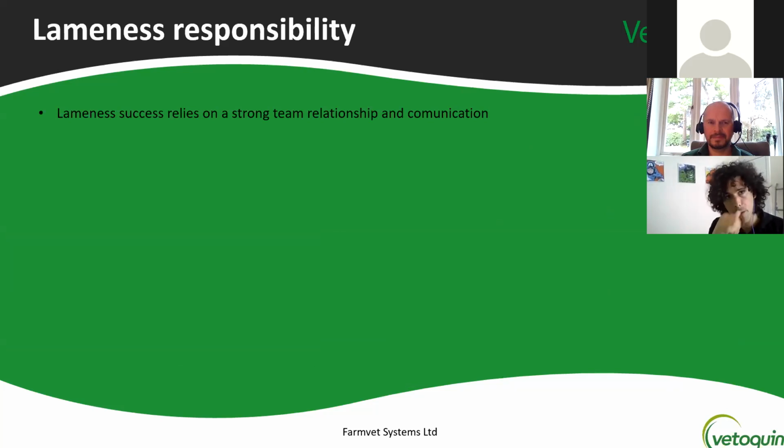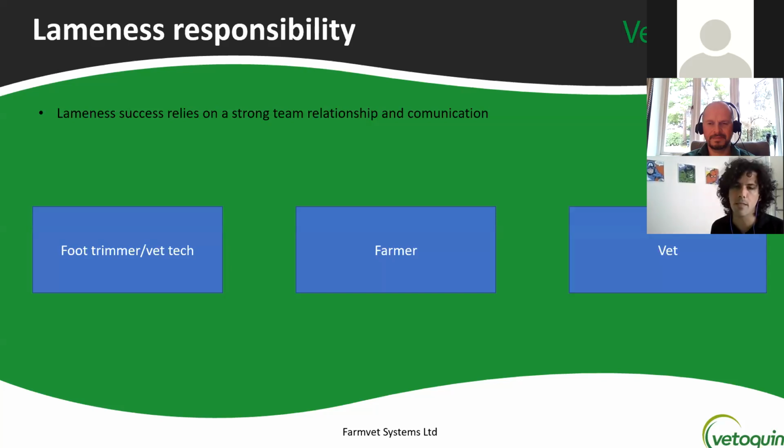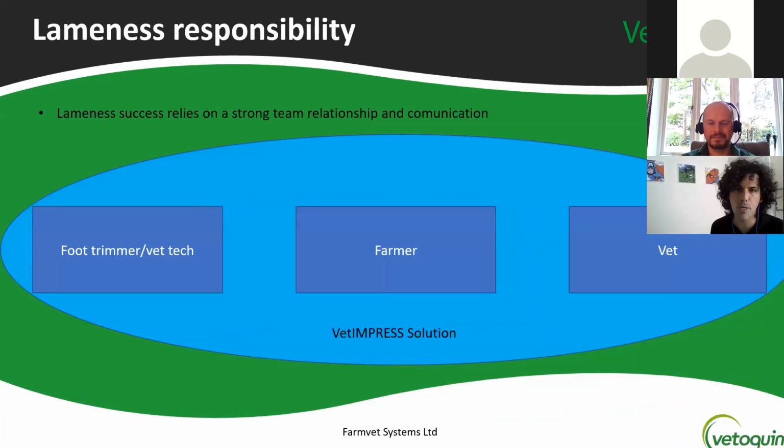lameness. So again, who lies the responsibility of the lameness? Well, it doesn't lie with anyone. It relies on a strong team. And we all know that the team is mainly composed of foot trimmers, vet techs, and the farmer, essentially, and the vet plays a very important role. And obviously, we're a little bit biased, but we believe that VetIMPRESS can really bring the communication and the togetherness of working as a team, because we believe that our solution will allow that.